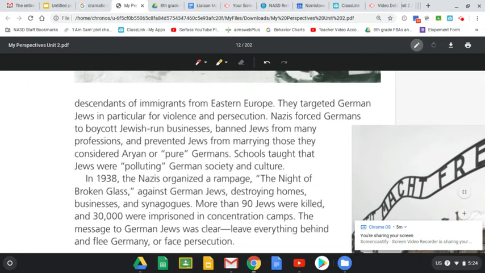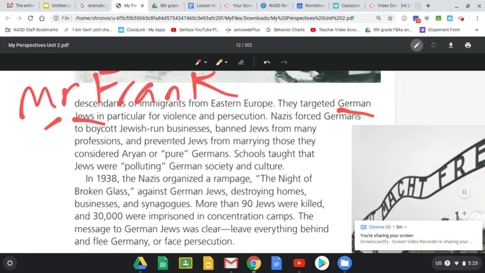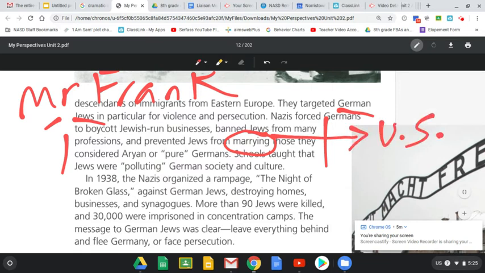Descendants from Eastern Europe. They targeted German Jews in particular for violence. German Jews includes Mr. Frank, and persecution. Nazis forced Germans to boycott Jewish-run businesses, banned Jews from many professions, and prevented Jews from marrying those they considered Aryan or pure Germans. There's a parallel here with intermarriage, which was against the law between blacks and whites in the United States. So there's some unsettling parallels sometimes.